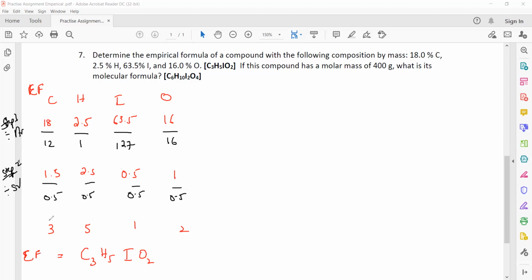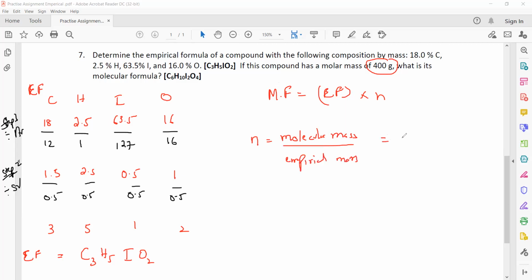That is the empirical formula. Then if this compound has a molar mass of 400, what is the molecular formula? To get the molecular formula, the molecular formula is equal to empirical formula multiplied by N. And what about N? N is the molar mass or molecular mass divided by empirical mass. The molar mass is given in the question, that is 400. How to work out the empirical mass? Empirical mass is from the empirical formula.